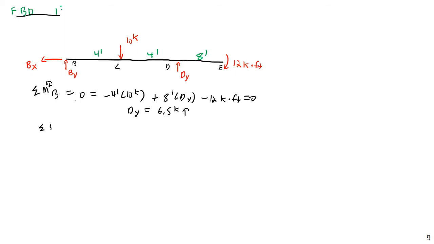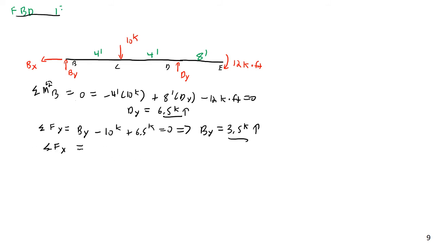Then I can do a summation of forces in the vertical direction, which will say that I'll have By minus 10 kips plus 6.5 kips equals 0. That's the Dy that we already calculated, which leads us inexorably to By equal to 3.5 kips upward. Again, fairly trivial, just basic statics. Then the summation of forces in the x direction, I don't even want to work through this one. There are fairly obviously no horizontal forces on here, so Bx is just equal to 0. We now have those reactions.